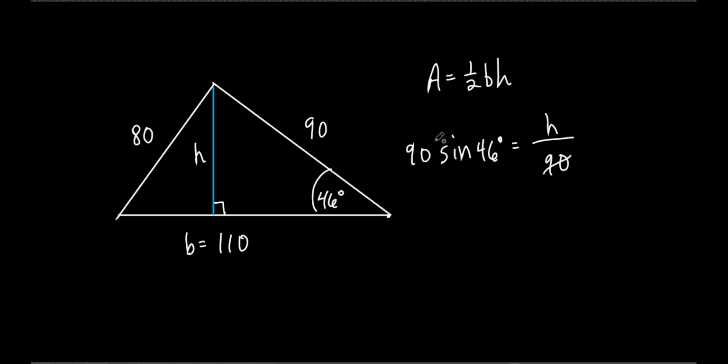I'm going to put it right in front. That's how we show multiplication. You don't have to put it in parentheses. You just put it right in front. Okay, don't put it to the right of it. Put it in front of the sine. That means 90 times the sine of 46. Does that make sense? All right. And now you just plug that into a calculator.